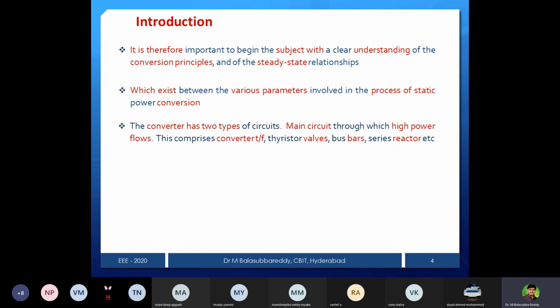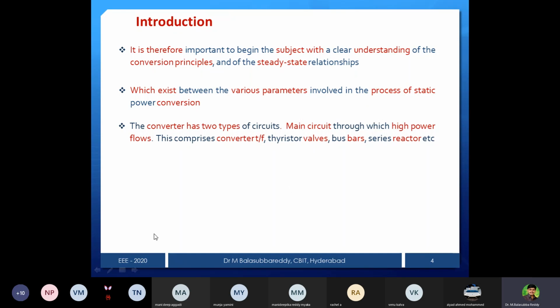So all these parameters we'll discuss. The converter has two types of circuits. One is the main circuit through which the high power flows. Normally for a converter there is a transformer you need to connect, because these are all high rating applications. The main circuit with high power flow consists of a converter transformer, as I am describing the total setup, as well as the thyristor valves and bus bars, and series reactors.